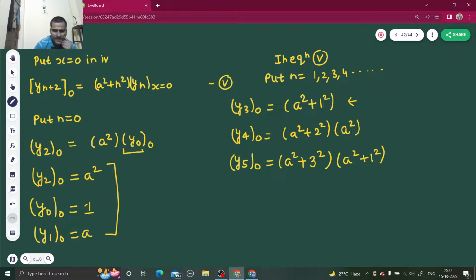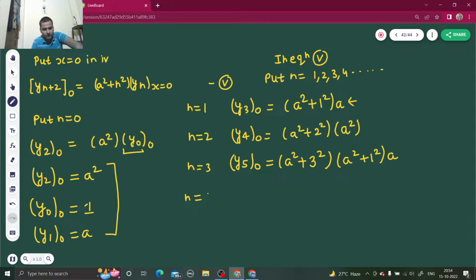While calculating y3, let's calculate it once again. y3 at x equals 0 is a square plus, and we put n as 1. Let's write n equals 1, n equals 2 and n equals 3 in order to avoid confusion. You put n equals 1 here, so a square plus 1 square, times y1 at x equals 0, and y1 at x equals 0 is a. So in the expression of y3, a will come.